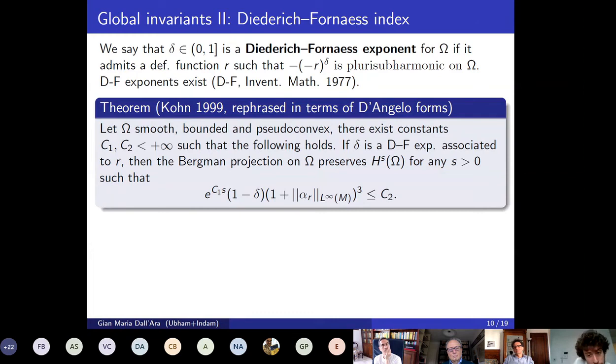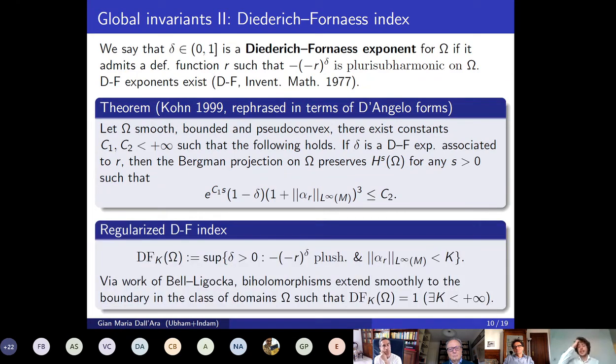So this quite complicated statement suggests a definition for the Diederich-Fornaess index. Usually the Diederich-Fornaess index of a domain is defined as the supremum, the best possible delta in a sense that you can take for a given domain. So you look at all the possible Diederich-Fornaess exponents and you take the supremum of these numbers. But if you do that, then the theorem by Kohn doesn't tell you much, because of course knowing that this supremum is equal to 1 does not guarantee that s is allowed to be as large as one likes, and so to have boundedness in every possible Sobolev class.